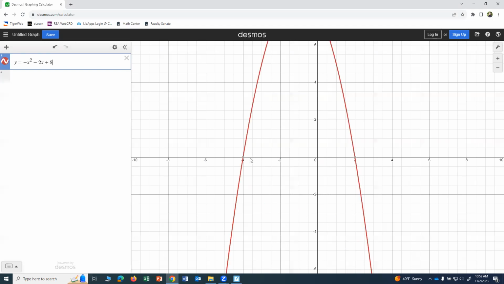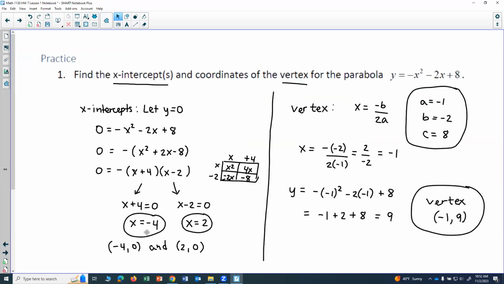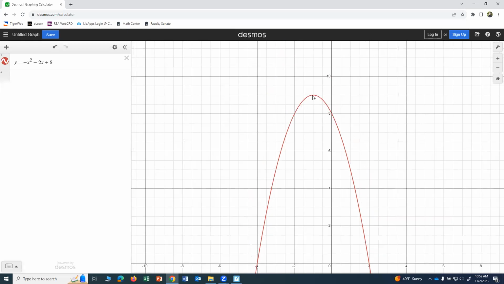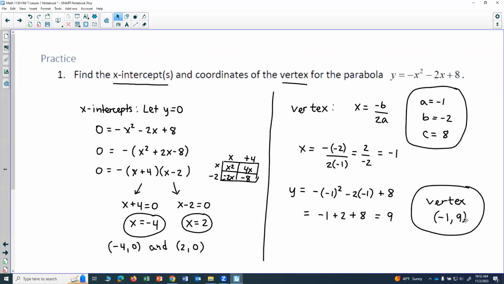All right, so I've got my graph here. My x-intercepts are negative 4, 0 and positive 2, 0. Let's double check. That's what we got. Negative 4 and positive 2. And the vertex is up here at this point. And I can see from the grid that's going to be at negative 1 for x and a positive 9 for y, which is what I got.